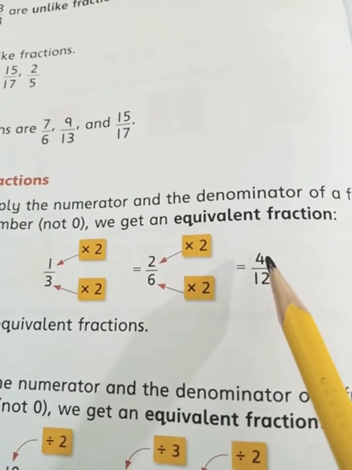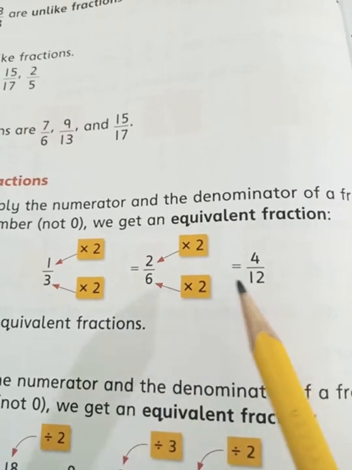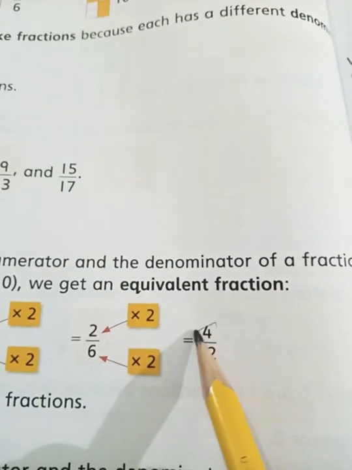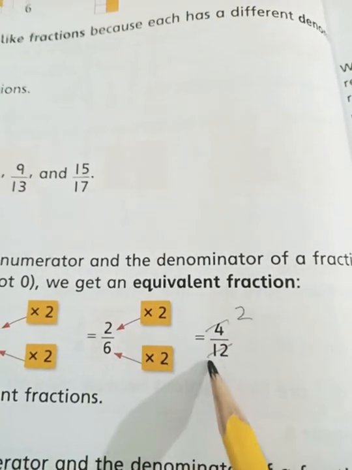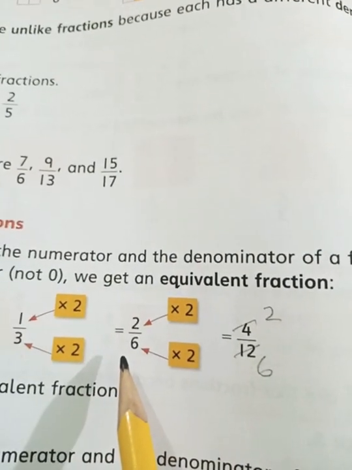Okay. So if we divide 4 and 12 by the same number, then we should get one of these fractions. For example, if we do with 2, then 2 2s are 4 and 2 6s are 12. So we get 2 upon 6, right?